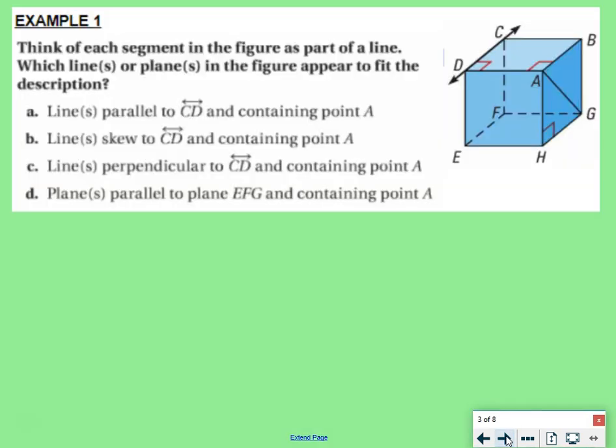Example 1. Think of each segment in the figure as part of a line. Which lines or planes in the figure appear to fit the description? So we are going off of appearance here. Lines parallel to CD containing point A. So parallel means they need to be on the same plane. So if we look at line CD and point A, we'd have to look at this plane right up here, this top plane. So parallel would be this line right here, line AB.